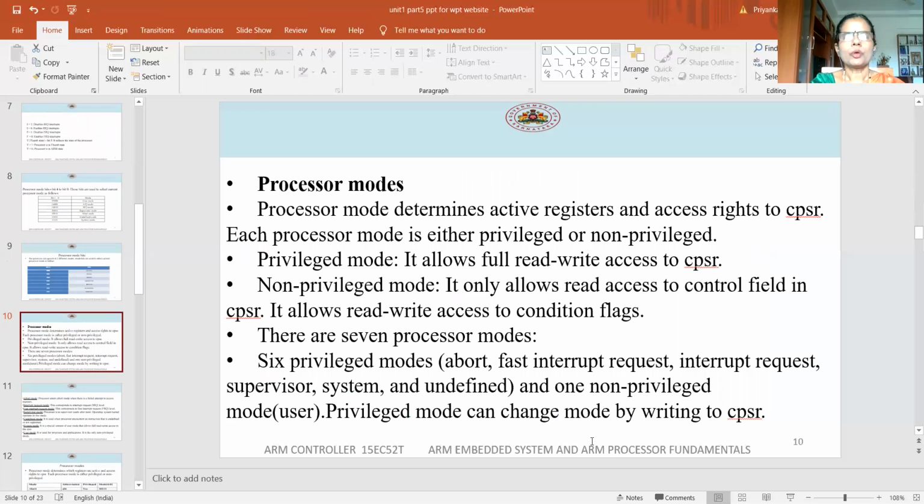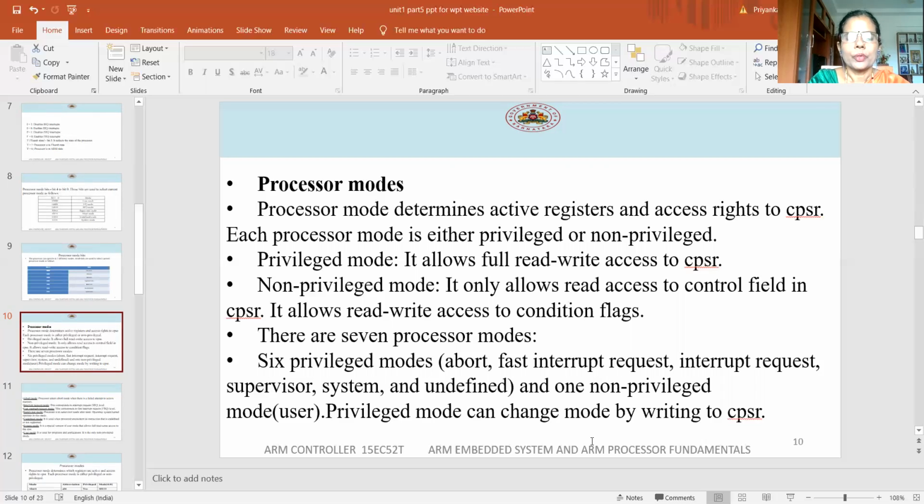This processor mode determines the active registers and access rights to CPSR. How many active registers are present in each processor mode, and how to access the CPSR content, is decided by this processor mode. Each processor mode is either a privileged mode or a non-privileged mode. Out of 7 modes, which can be used as privileged and non-privileged mode? What is a privileged mode and a non-privileged mode?